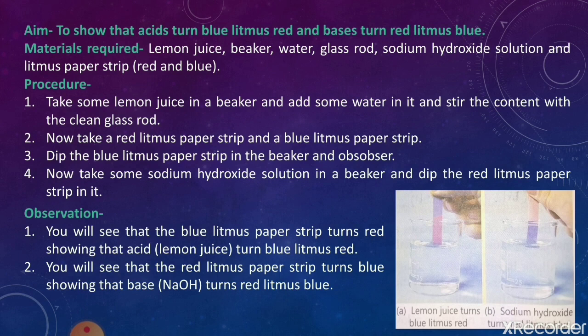So from this activity, we can conclude that red litmus paper, when it reacts with a base, turns blue in color. And blue litmus paper, when it reacts with an acid, turns red in color.